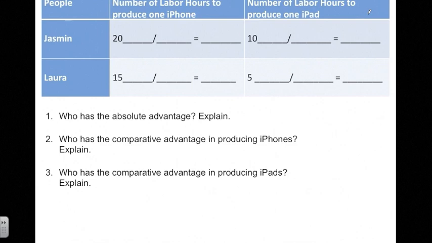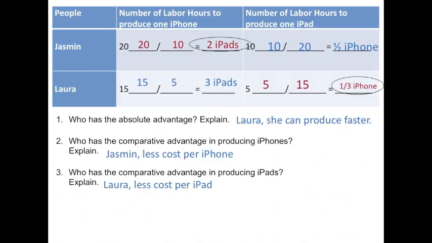To solve this problem, we're going to take numbers from one column and place them underneath the numbers from the other column. So for example, we would put the 10 under the 20, the 10 becoming my denominator, and then we just reduce down. And in this case, for this country, Jasmine, to produce one iPhone is going to cost her the opportunity to produce two iPads. That for Jasmine, one iPad would cost her a half of an iPhone. Repeat that process for Laura, and we can see her opportunity cost as well.